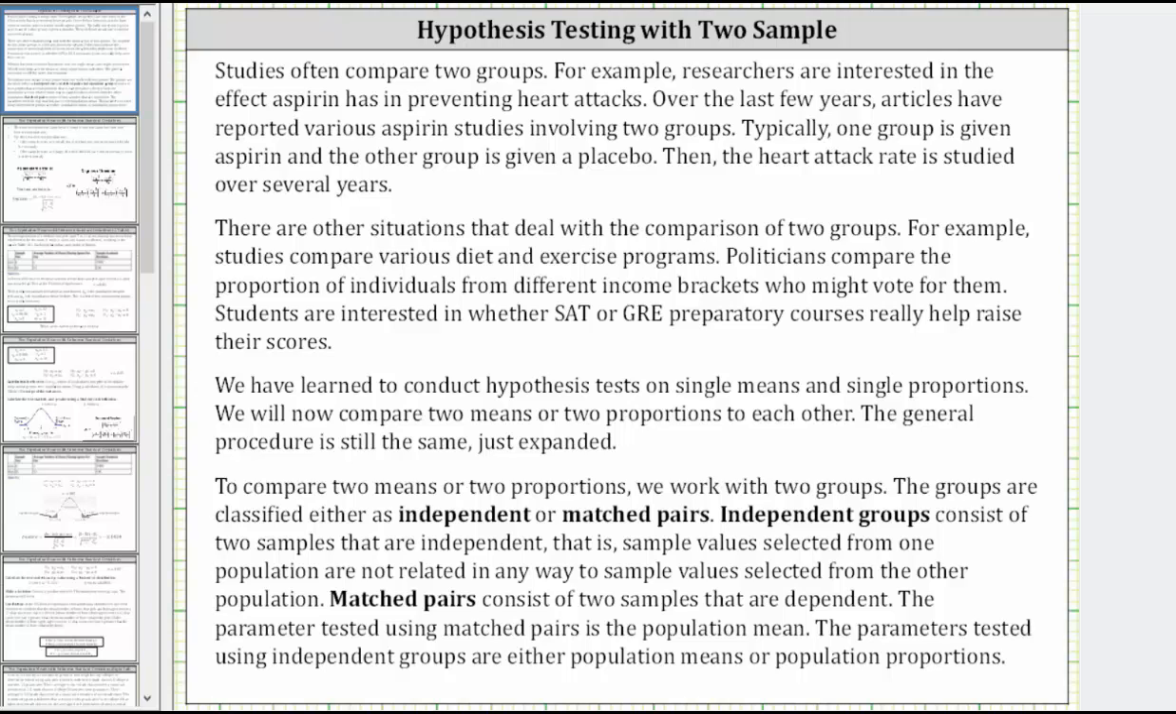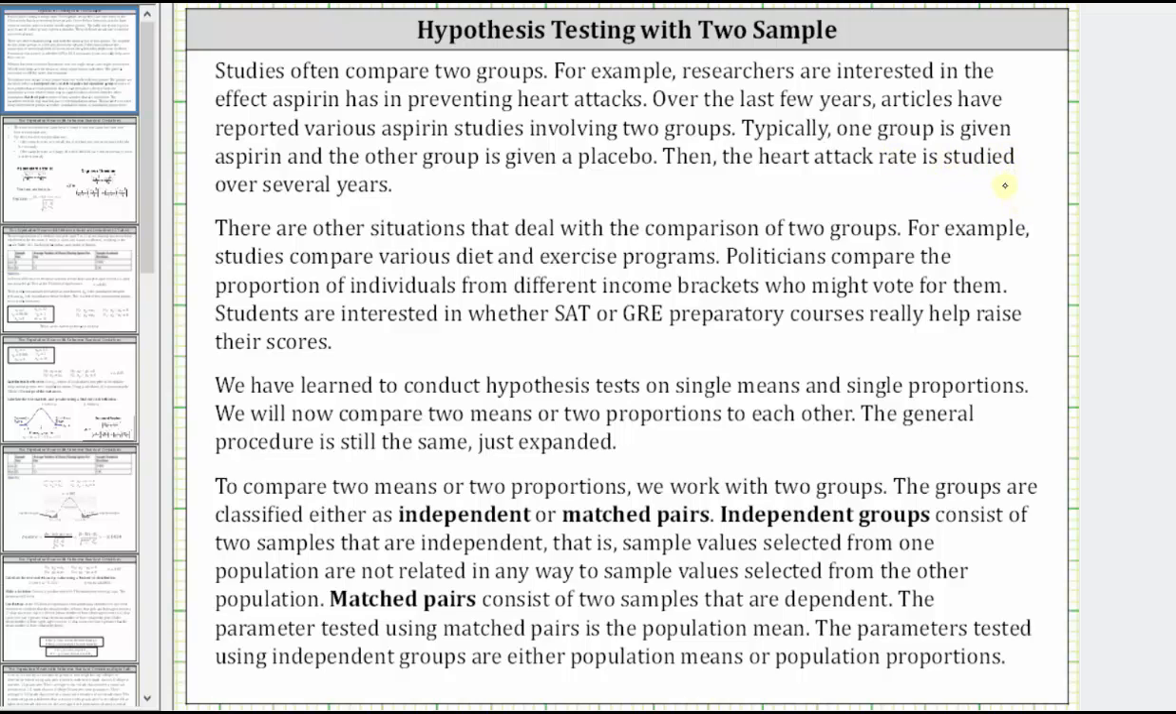Welcome to a lesson on hypothesis testing with two samples. Studies often compare two groups. For example, researchers are interested in the effect aspirin has in preventing heart attacks. Over the last several years, articles have reported various aspirin studies involving two groups. Typically, one group is given aspirin and the other group is given a placebo. Then the heart attack rate is studied over several years.